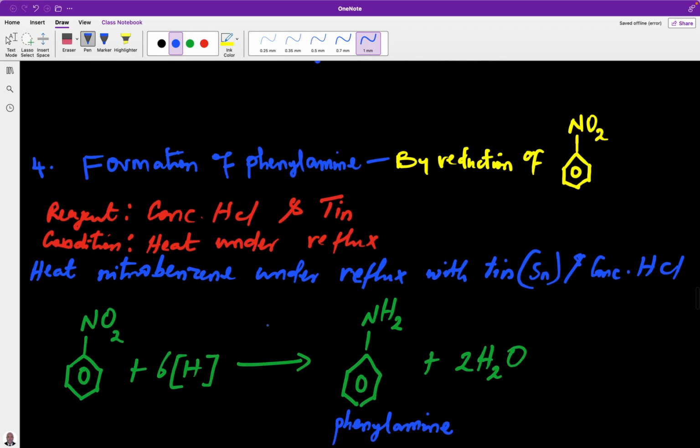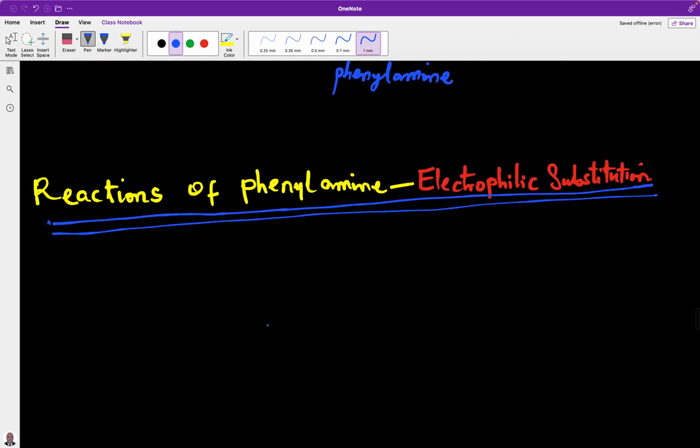There are other reactions of phenylamine. Remember that the reactions of phenylamine are electrophilic substitution. The electrophile will substitute the hydrogen on the benzene ring. So this is what is going to happen.